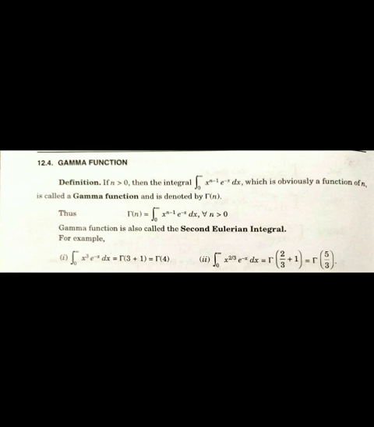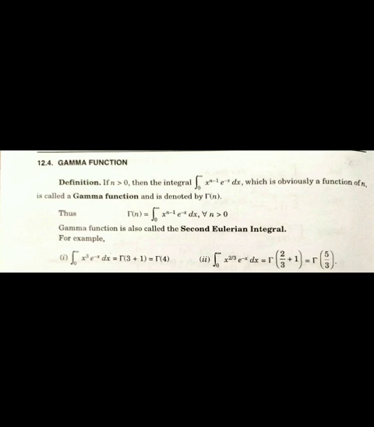Definition: if n is strictly greater than 0, then the integration from 0 to infinity of x to the n minus 1 into e raised to minus x into dx is said to be a gamma function, with the condition that n must be strictly greater than 0. This integral is said to be the gamma function of n. It is denoted by gamma of n.